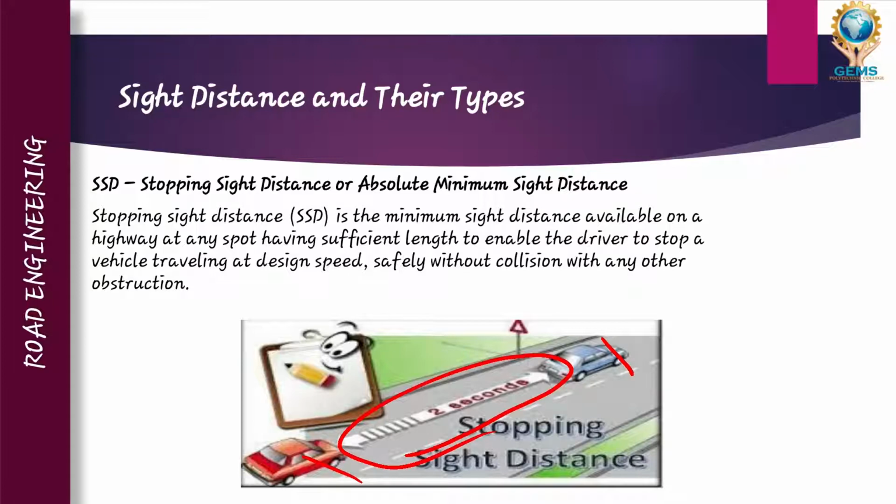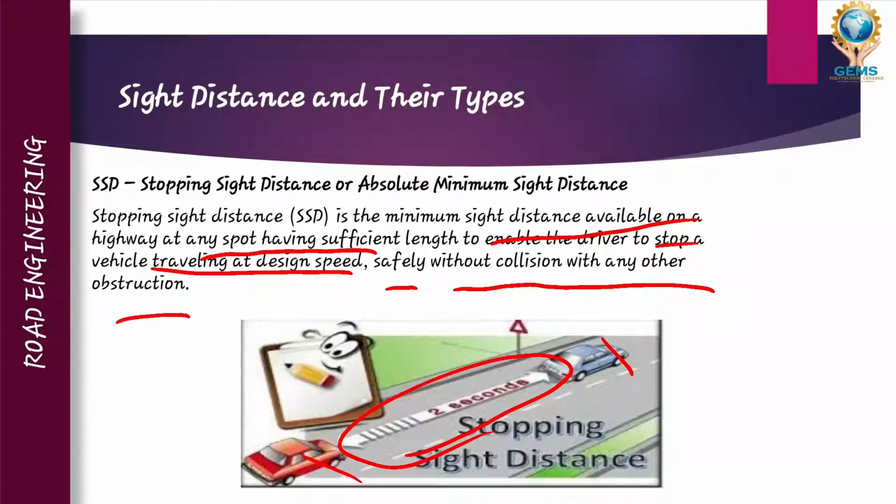The minimum sight distance available on a highway at any spot, having sufficient length to enable the driver to stop a vehicle traveling at design speed safely without collision with another obstruction, is known as stopping sight distance. If the car driver stops within this distance, that is known as stopping sight distance.